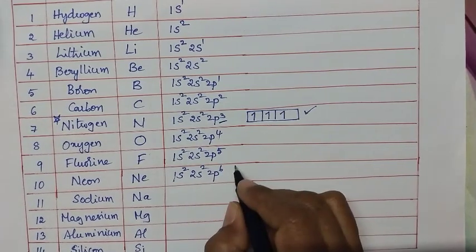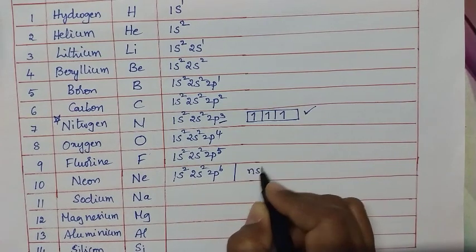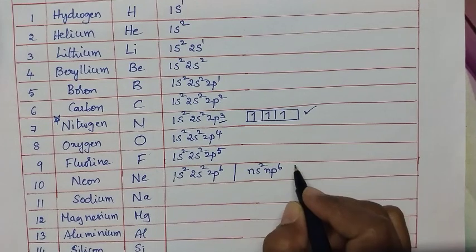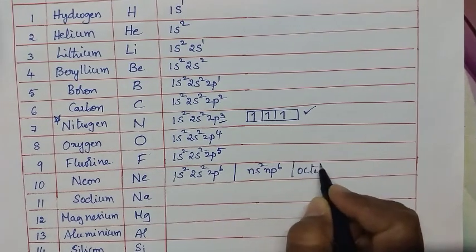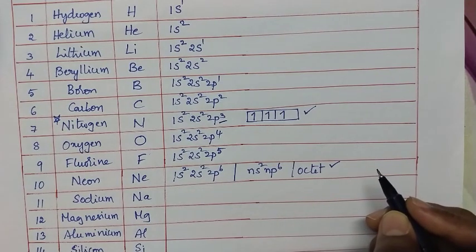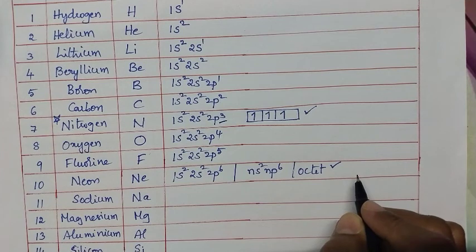So what is the general configuration of noble gases? That is ns2, np6. So because of this stable octet configuration, noble gases are stable. They do not participate in chemical bond formation.